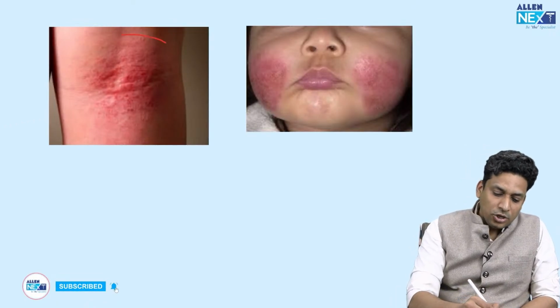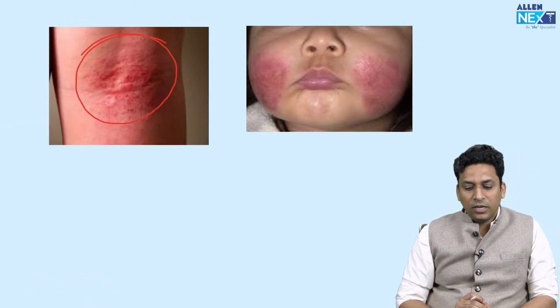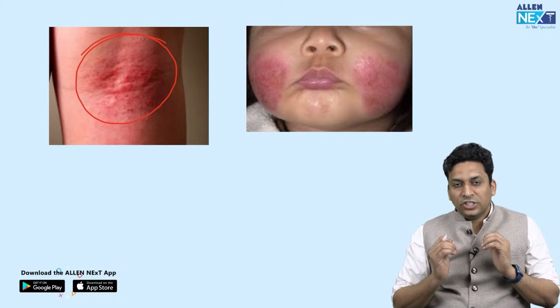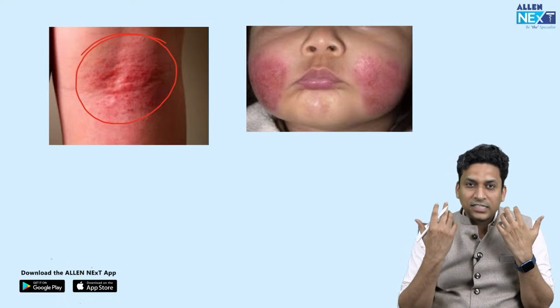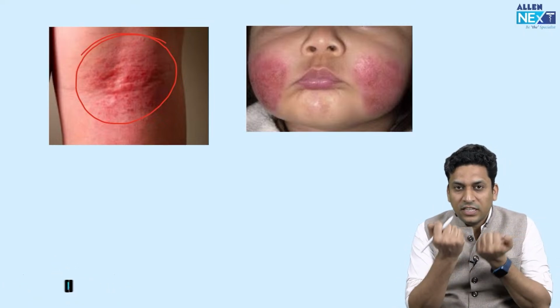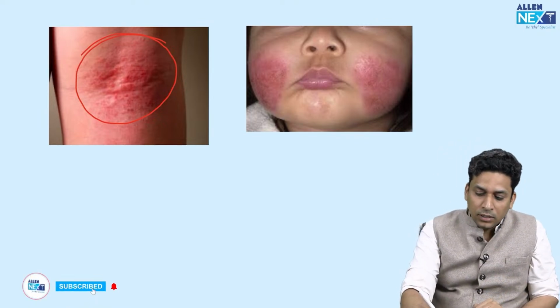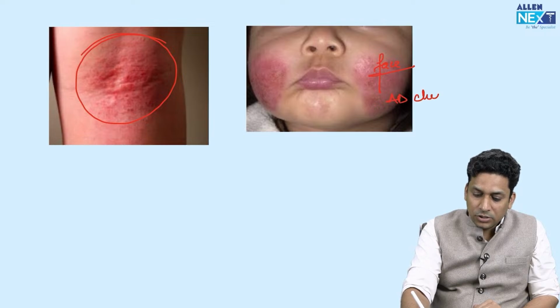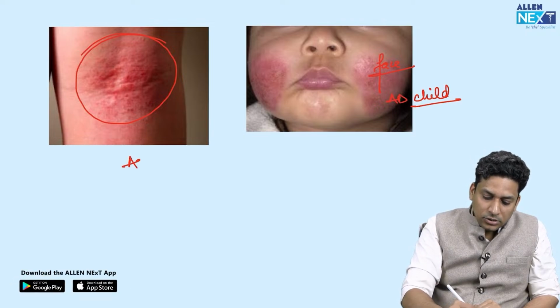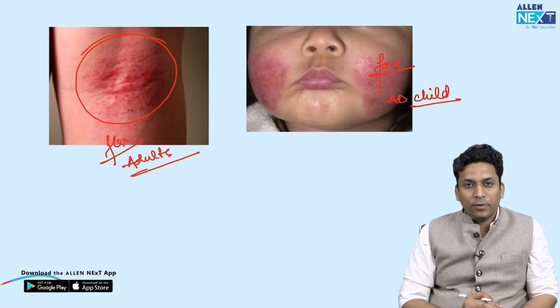Here again you can see cubital fossa or popliteal fossa are commonly involved, but in children generally face or extensor involvement can also occur because when they crawl their extensors can get involved. So this is the face involvement of atopic dermatitis seen in a child, but in adults generally these are the common sites, that is flexures, cubital and popliteal fossa.